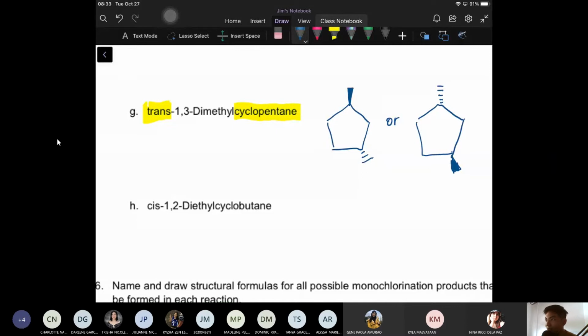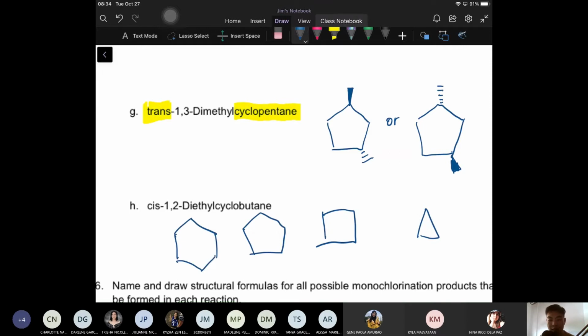Okay. So next one, we have this one. So cis 1,2-diethyl cyclobutane. Draw your parent chain, cyclobutane, 4 na carbons. So paano mo i-draw yun as a ring? Yun ay square. Yan yung cyclobutane. Pag cyclopropane, triangle. Cyclobutane, square. Cyclopentane, yan ay pentagon. Then cyclohexane, yun ay hexagon.